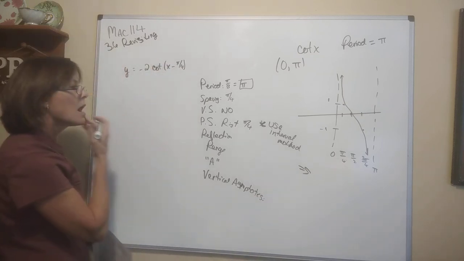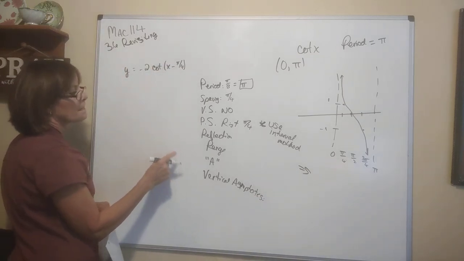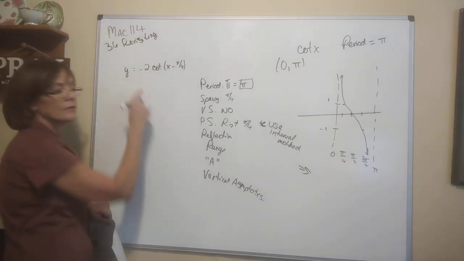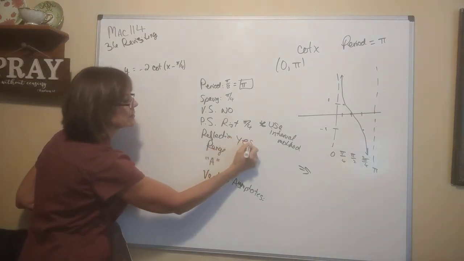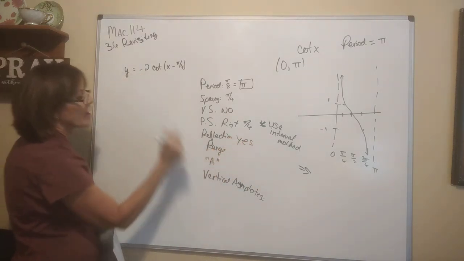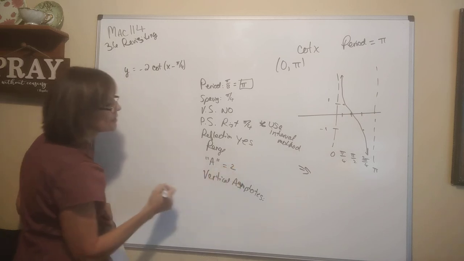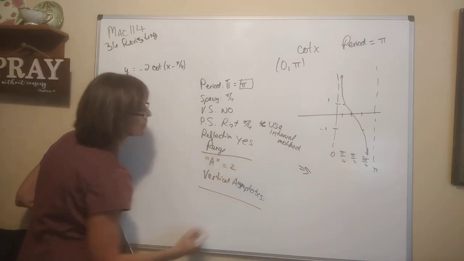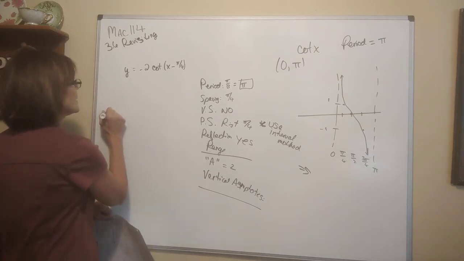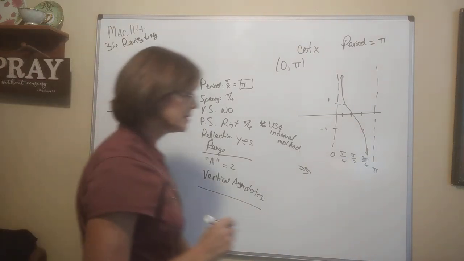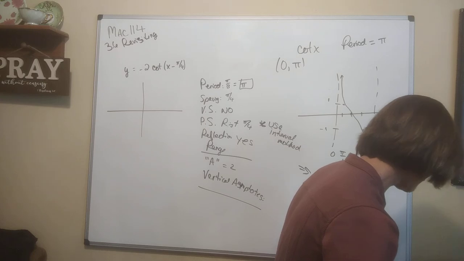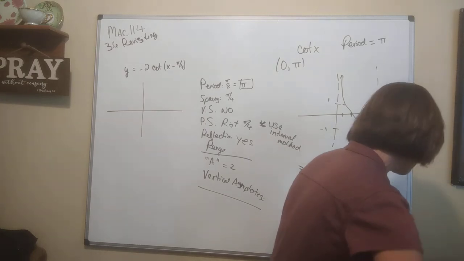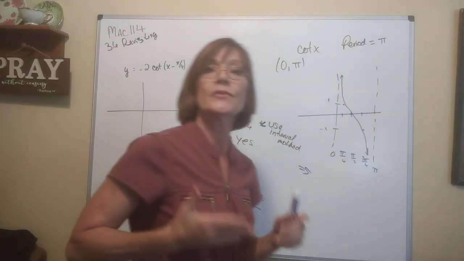Okay. Is there a reflection? Yeah, you see that negative? There is a reflection. What is the value of A, which is not the amplitude? It's 2. So we'll come back, we've got to do range, and we've got to do vertical asymptotes. Okay, so let us do this. I should have been changing colors, but here we go, I'll change from here on out. Let's do the interval. What interval do we set up for cotangent?